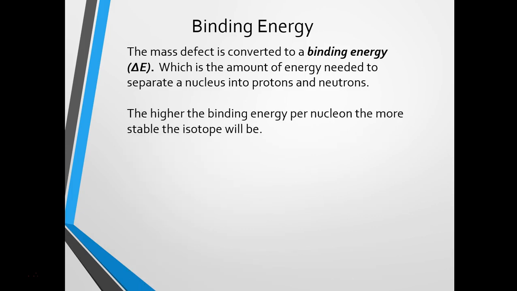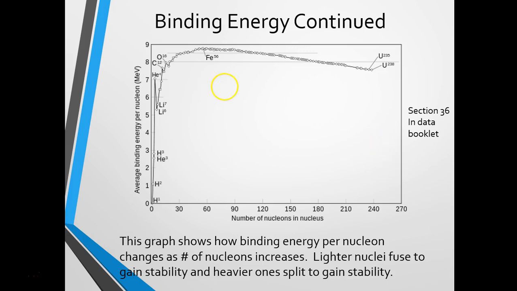Now, the higher the binding energy per nucleon, the more stable the isotope will be, because the harder it will be to remove subatomic particles from it. So iron, as it turns out, has the highest binding energy per nucleon, and so it's very, very hard to add to the iron nucleus or to take away from it. So here is a graph that shows all of the binding energies for all the elements on the periodic table. As you can see, iron, right up here, has the highest binding energy per nucleon of any other element.